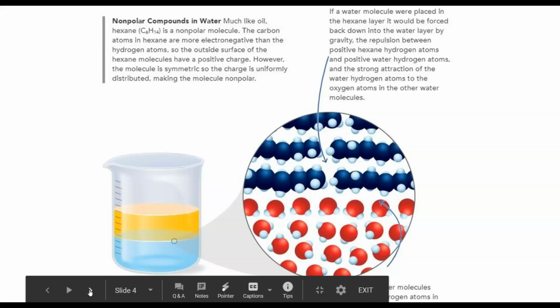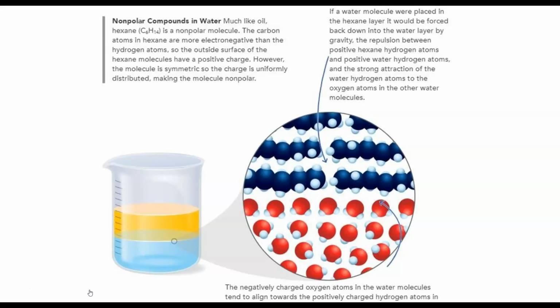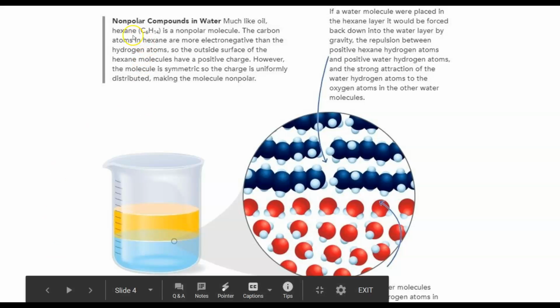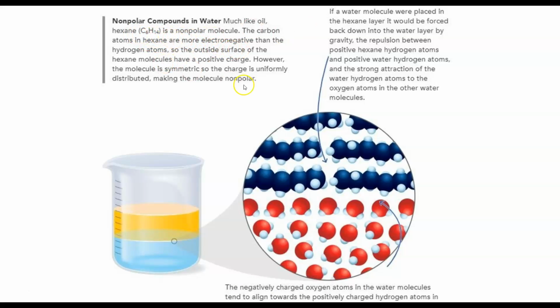So anyway, here it's just demonstrating. Here it's showing hexane. Hexane is an organic solvent. It's usually a chain of 6 carbon atoms. But once again, because of their shape and the difference in the electronegativity between the hydrogen and the carbon, they're not polar. They share electrons equally. Water doesn't dissolve it.